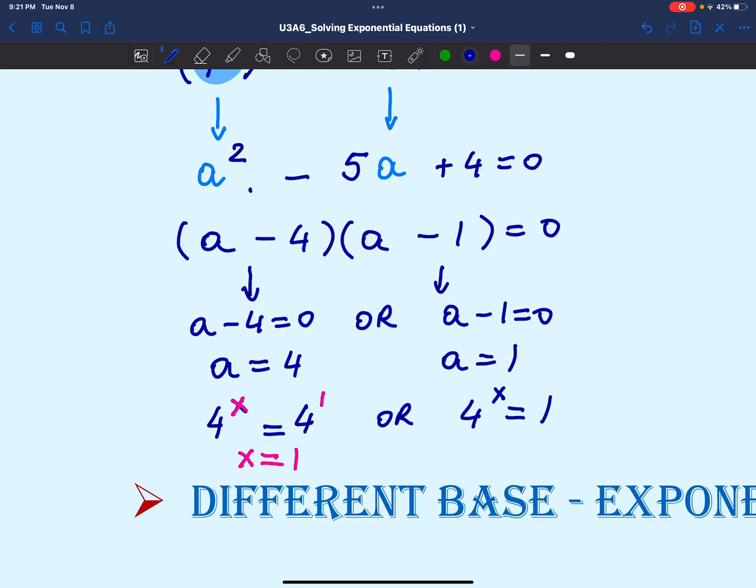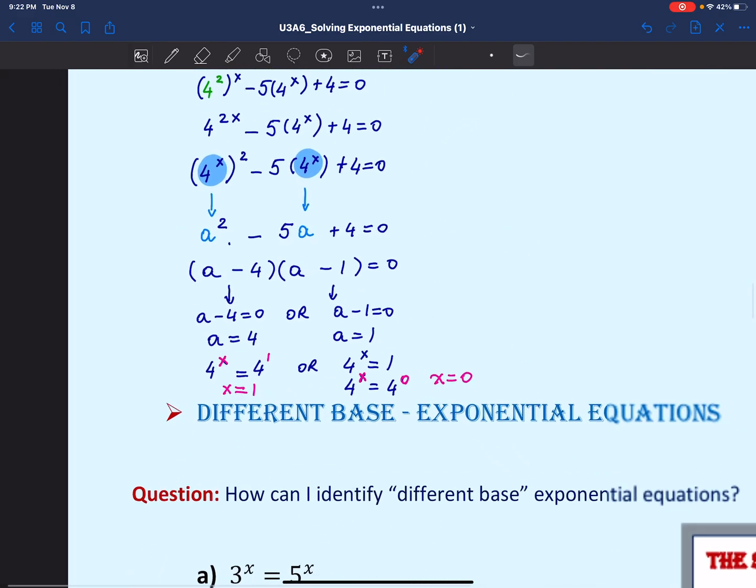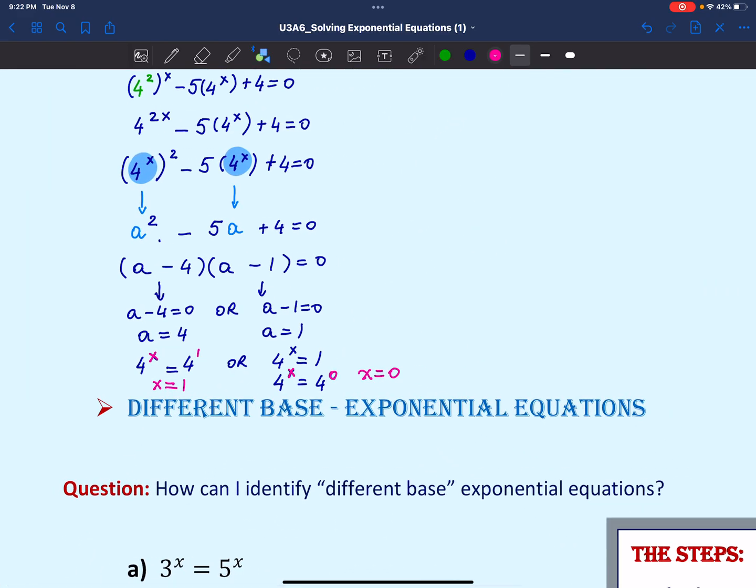And if 4 to the power of x equals 1, that tells us that 4 to the power of x must have been 4 to the power of 0, which means that x is 0. Or you can simply find the value of x by taking the log with base 4 of 1, which is basically 0. So therefore, we're going to say that we have two solutions in this case. One is at x equals 1, and the other is at x equals 0.